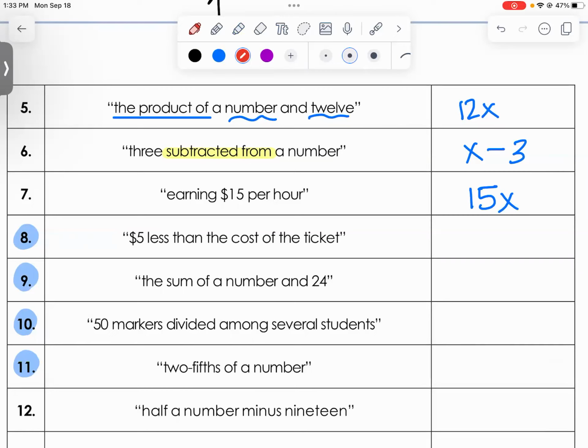Hey, Tatum, what do you think about 5 less than the cost of a ticket? I got X. X minus 5. Okay, less than is one of the turnaround phrases. Nope, it needs to be X minus 5. So remember, this is one of the ones that's written backwards. 5 less than the cost of a ticket means we're taking the ticket and subtracting $5 from it.